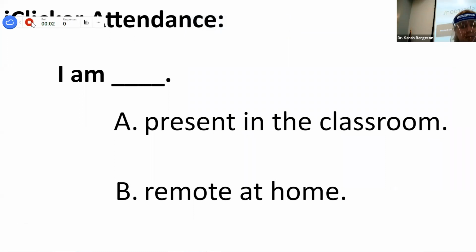iClicker attendance. I am A, present in the classroom, or B, remote at home. So go ahead and try to click in. If you have the app, you don't have to worry about the Moodle stuff. The Moodle stuff was just for people who have the yellow remote control.